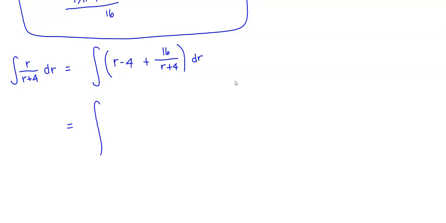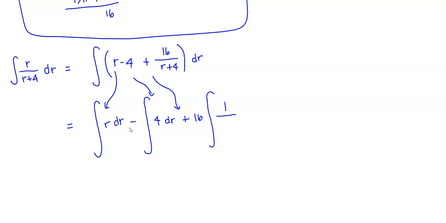So we have the integral of r dr, so that's r dr, minus 4 dr, plus, factor out the 16, we have 1 over r plus 4 dr.